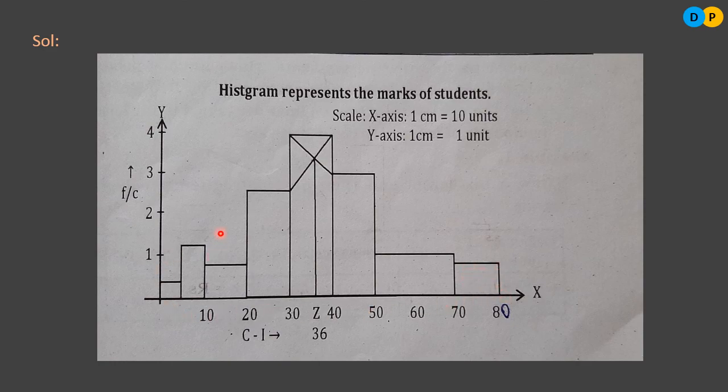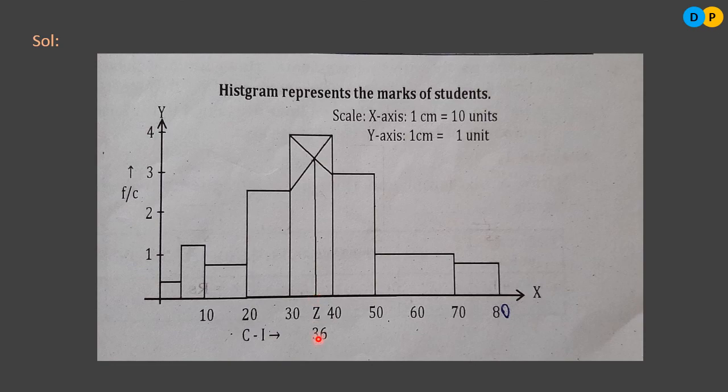After erecting all these rectangular bars, now we need to find the mode. How to find the mode? We join the edges of the tallest rectangular bar with the adjacent bars' edges by diagonal lines, using the vertices. First we join these two lines and get an intersection point. From the intersection point, using a scale, we draw a perpendicular line which meets the x-axis. The point where it meets the x-axis is the mode.